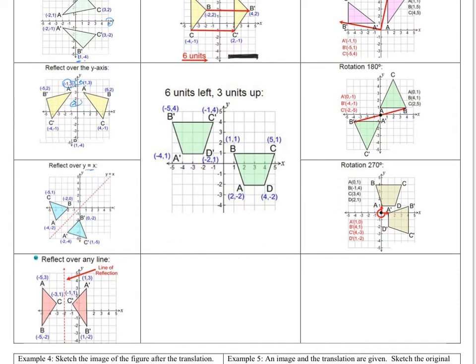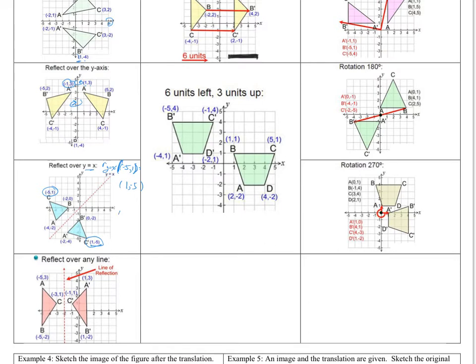Now we have a reflection over the line y equals x. For reflection over y equals x, a point such as negative 5, 1 is going to be reversed and becomes 1, negative 5.